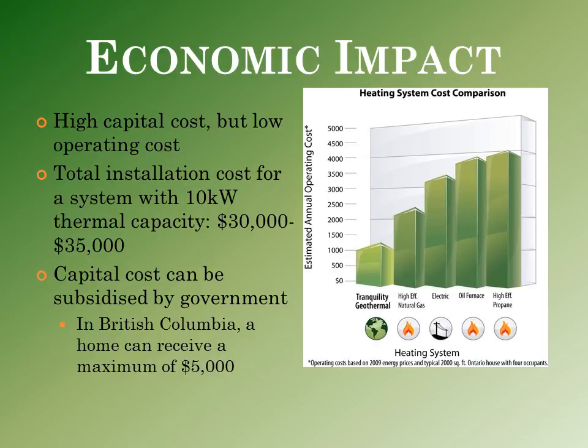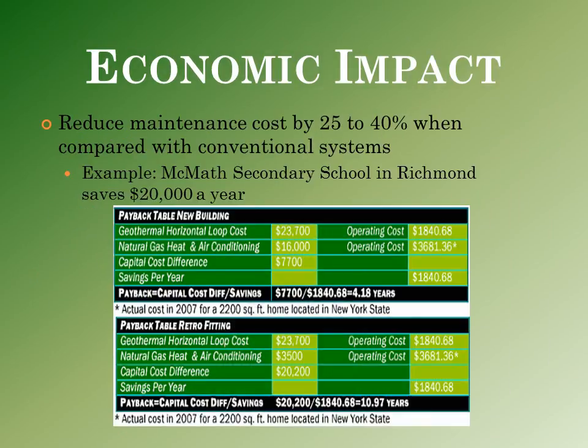Capital costs can be subsidized by governments. In BC, the maximum grant a home can receive is $5,000. In general, a homeowner can save 25% to 40% annually on utilities by switching to a geothermal heat pump. For example, the McMahon secondary enrichment saved $20,000 every year by switching to a geothermal heat pump. So in the long run, a geothermal heat pump will actually save money. The table presented here has two examples that show the calculated time to recover the capital cost of the system.